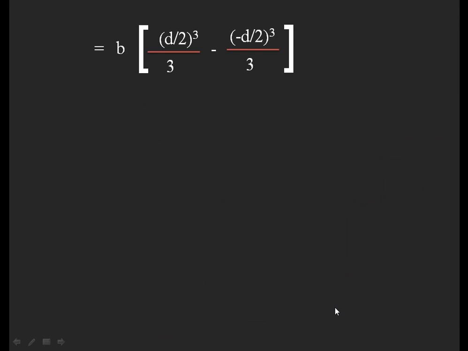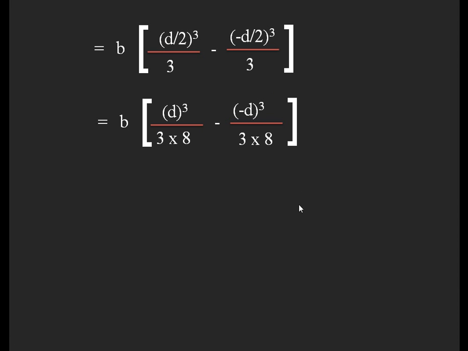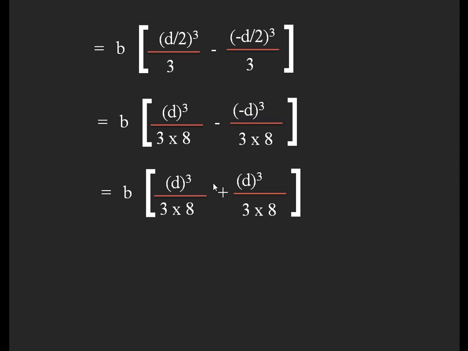So now we modify this equation, the same equation I have written here. How can we modify? 2 cube is 8, so we can write it as d cube by 8 into 3. Similarly, here a minus cube is there, so even with a minus cube we get minus only, so I wrote it as minus d whole cube by 2 cube, which is 8, so again we can write it as 3 into 8. In the next step we can write it as positive, because minus d is there, so minus cube means again a minus outside of the d, so minus into minus becomes a plus. Then we get d cube by 3 into 8 plus d cube by 3 into 8, so both are the same values.